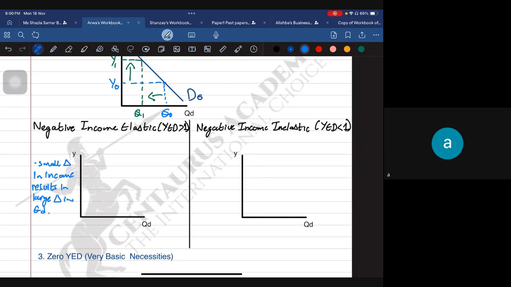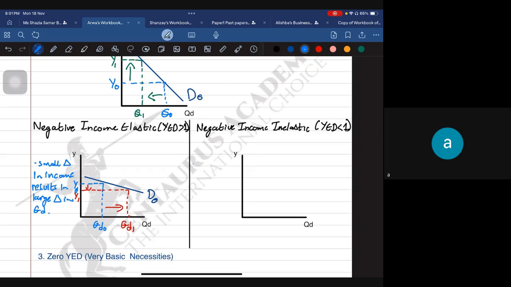Okay. So we can show a diagram like this. For this one, a small change in income results in a large change in quantity demanded. If this was your income, Y naught and QD naught. So now your income has decreased. It should be like this then. So quantity demanded is increasing. This is fine. Okay, got that.